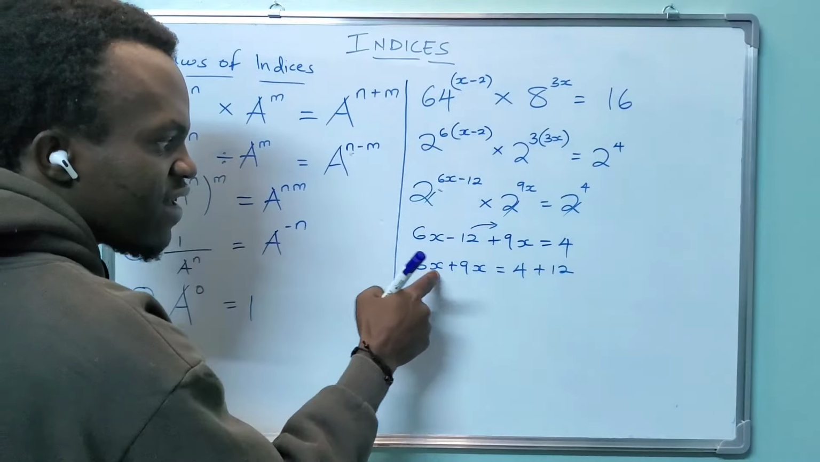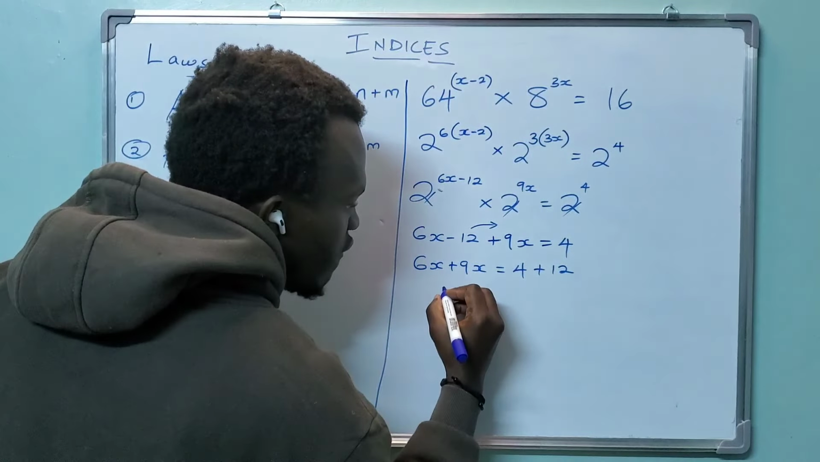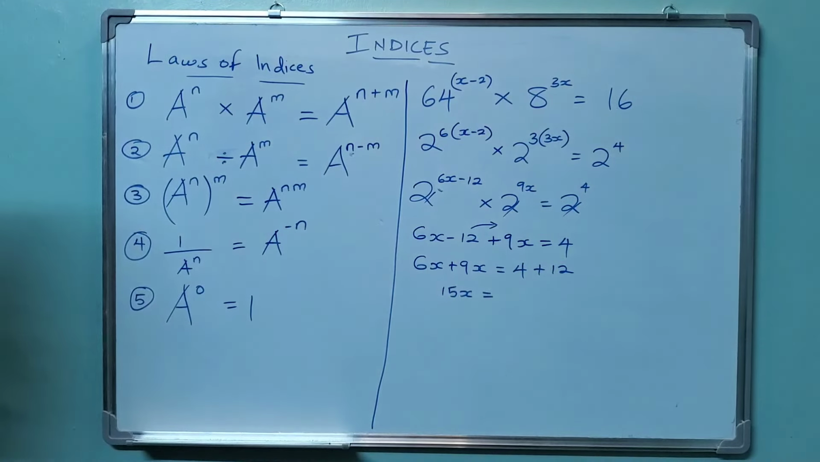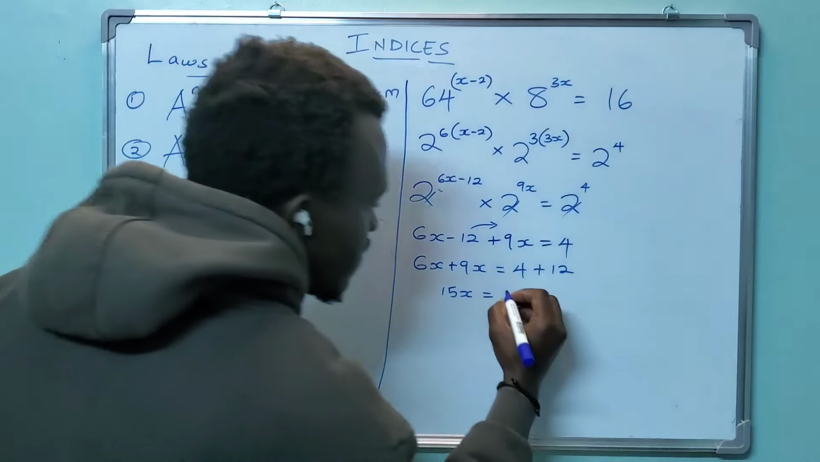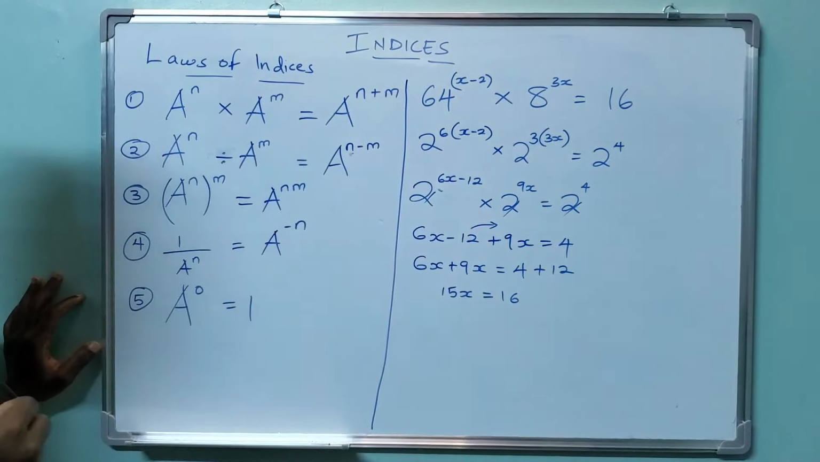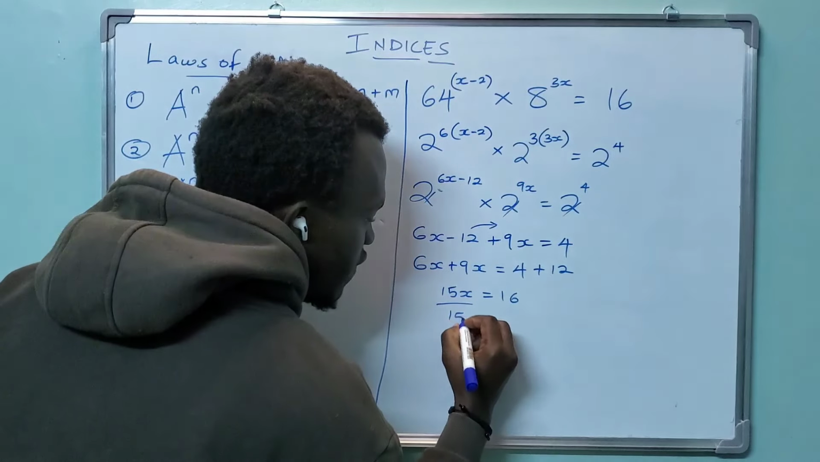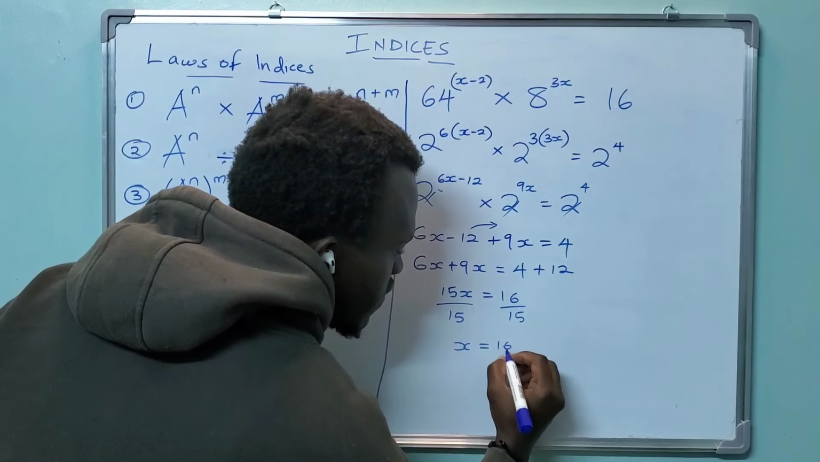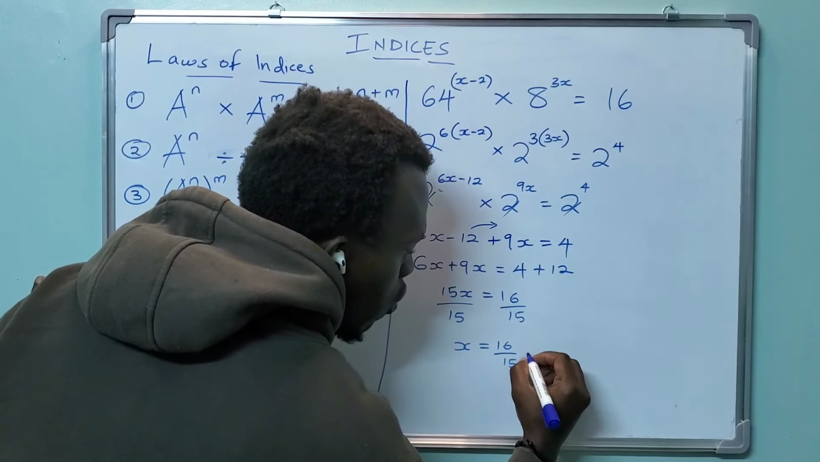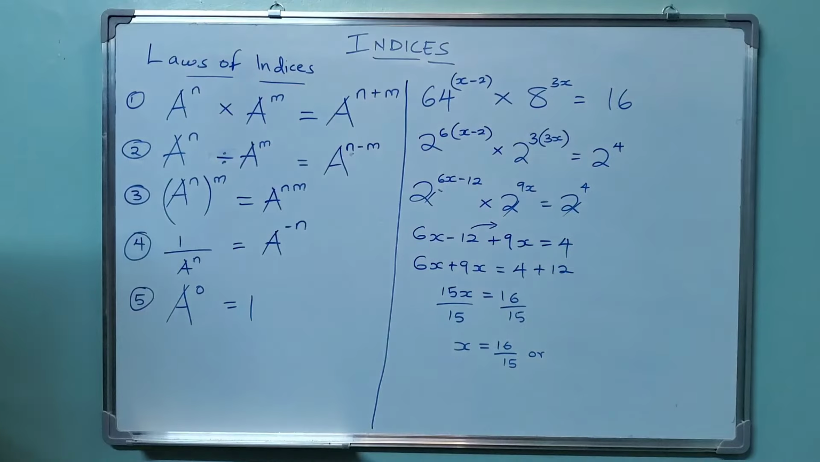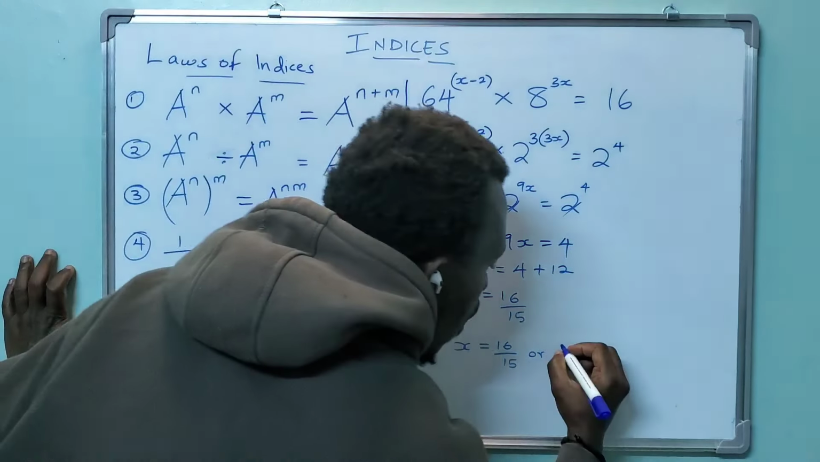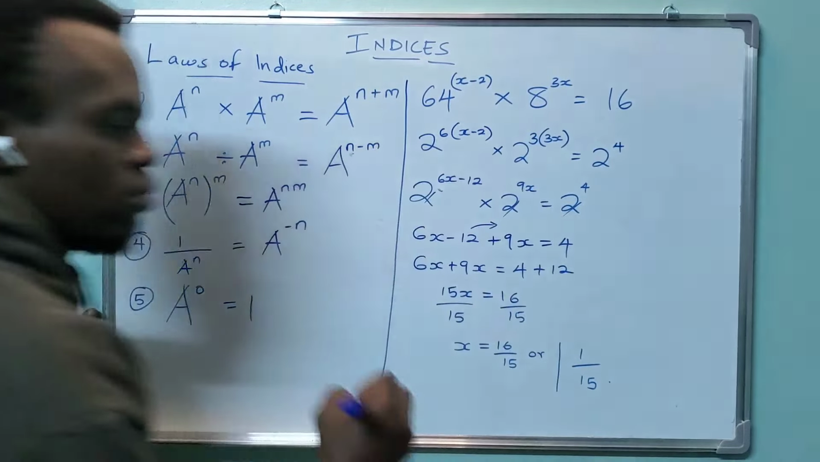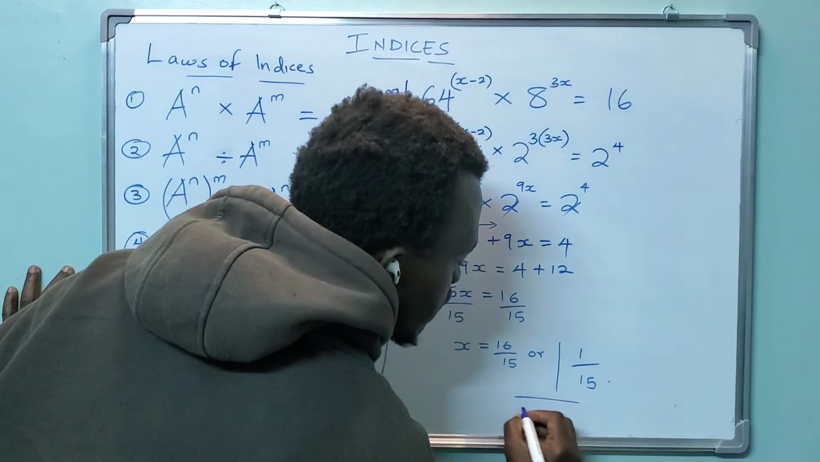Which means I'm going to have here 6x plus 9x, that is 15x, being equals to what? 4 plus 12, that is going to be 16. So for me to get the value of x, I'm going to divide by 15, divided by 15, which means my value of x equals 16 over 15. Or you can write it into its simplest form, which means 15 goes into 16 once, remaining 1 over 15. And that is our answer for the value of x.